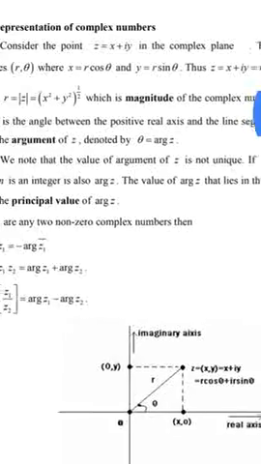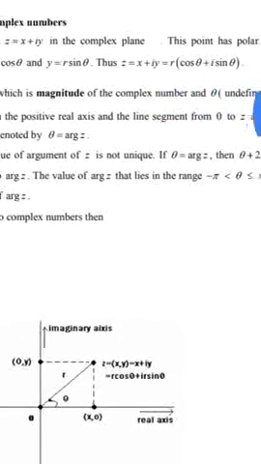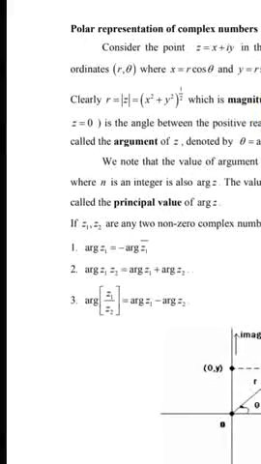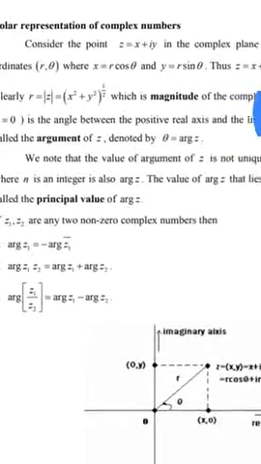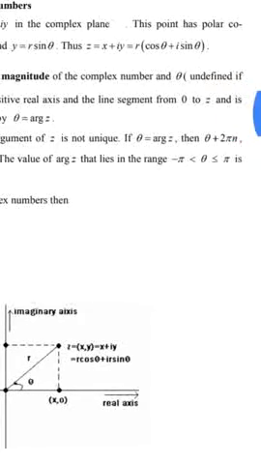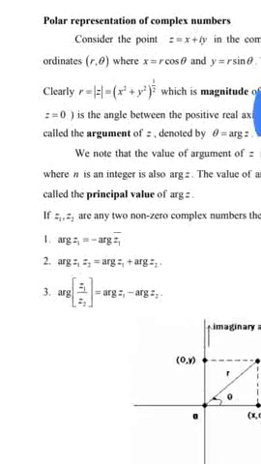which is the magnitude of the complex number, and theta, undefined if z = 0, is the angle between the positive real axis and the line segment from 0 to z. It is called the argument of z, denoted by theta = argument of z.